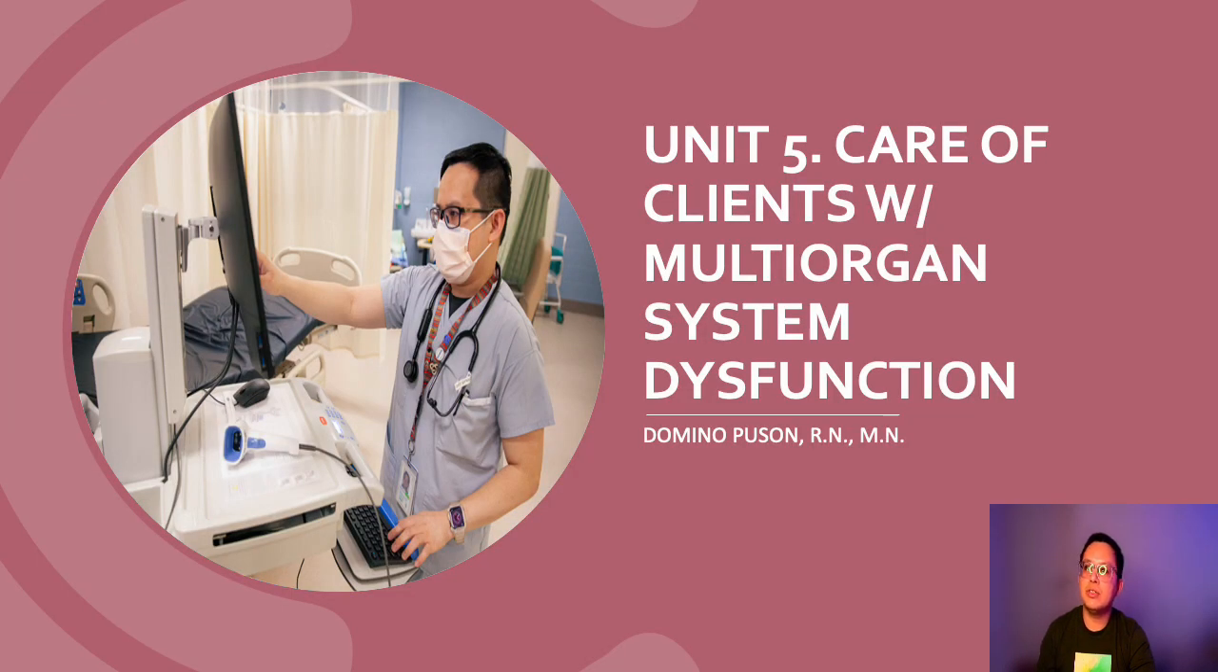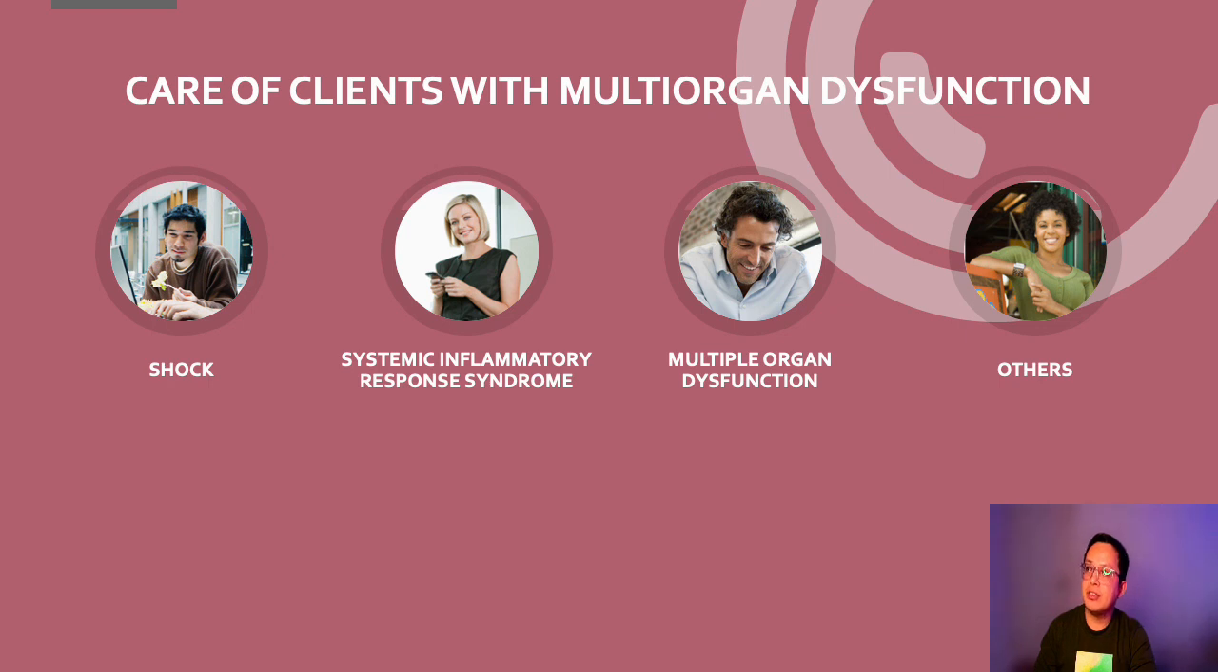Now we move on to Unit 5, care of clients with multi-organ system dysfunction. The following are the contents of our discussion for this unit. Unit 5A, first will be shock, second will be systemic inflammatory response syndrome, and the third one will be multiple organ dysfunction. These are life-threatening conditions that a nurse should understand, and the nurse should know how to intervene with this kind of presentations in the emergency department.